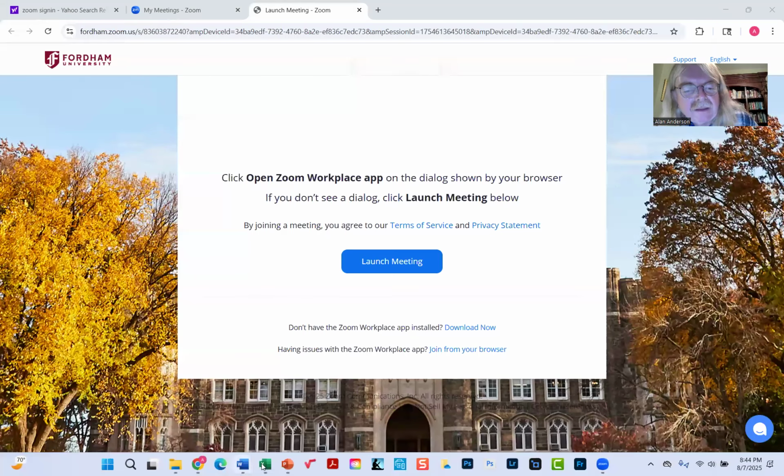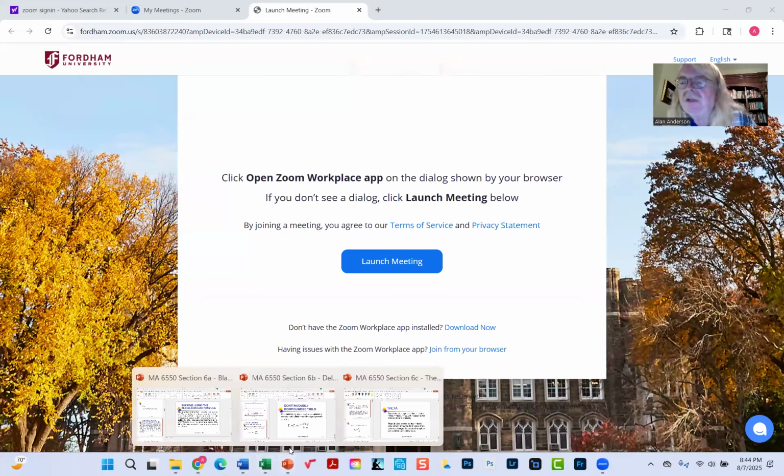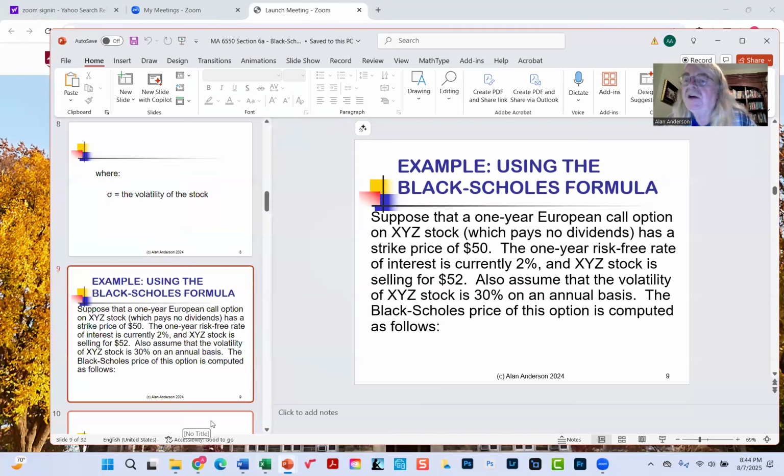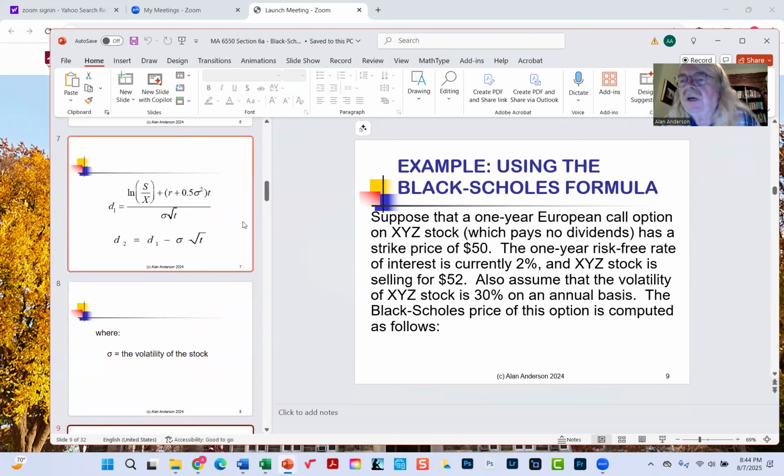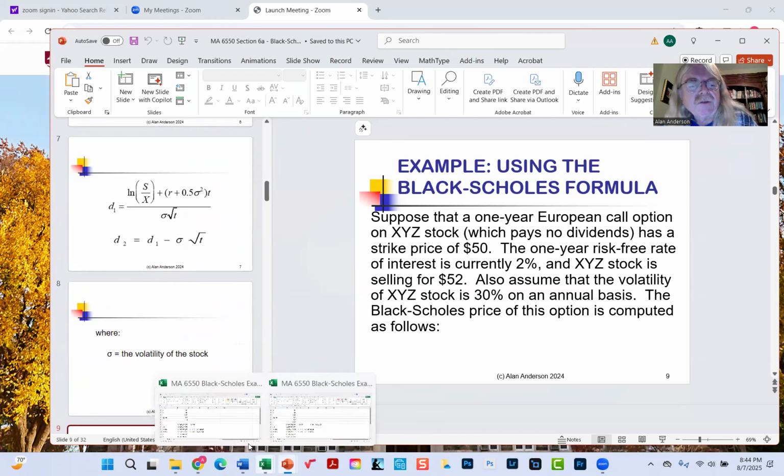All right, so now we're going to look at an actual example of the Black-Scholes model. We're going to use Excel right now. Later on, I'll show you how to do this in VBA. But first, we've already looked at the model itself, so we're going to look at our first example in this Excel spreadsheet.